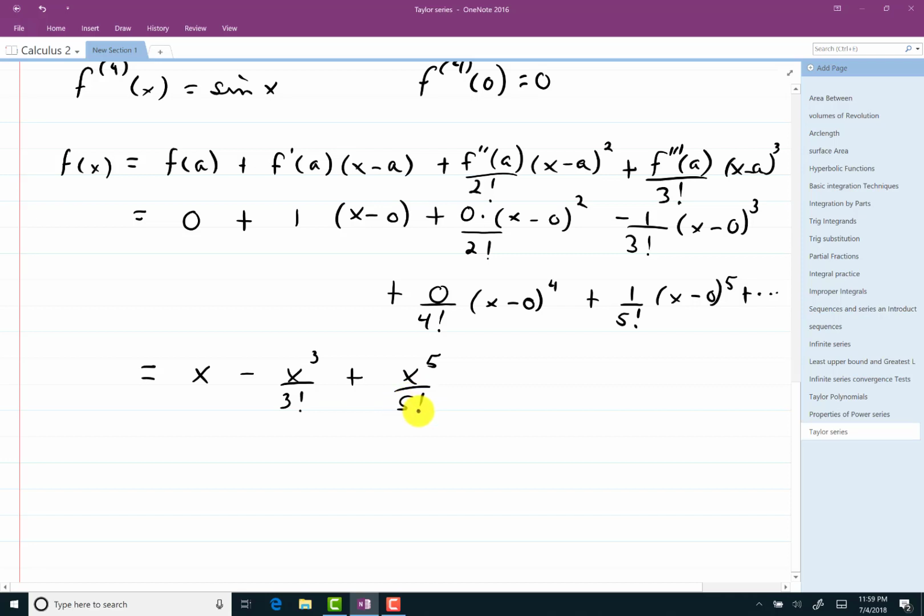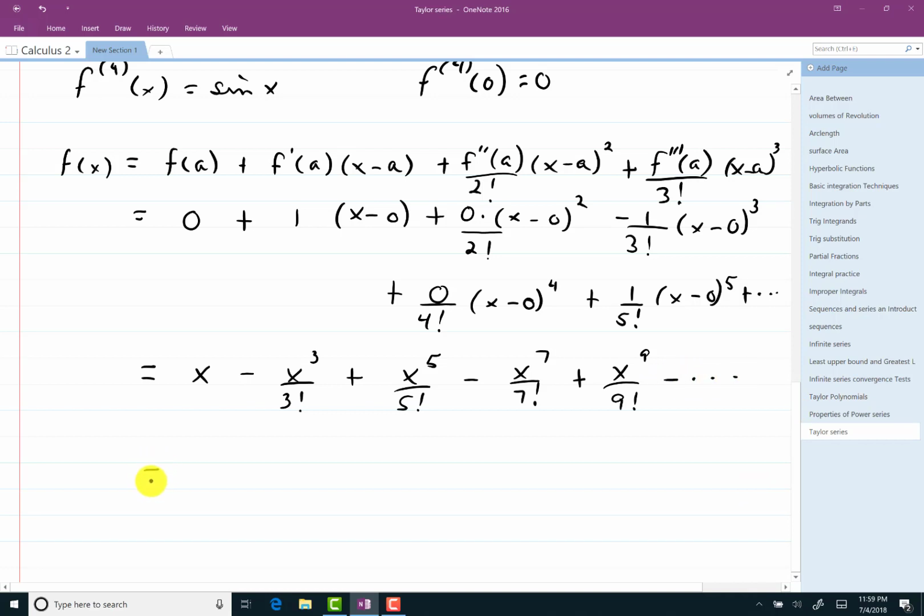And you can probably see what's going to be going on right now. Then I'll get minus x to the 7th over 7 factorial plus x to the 9th over 9 factorial. Just write out enough terms so that you feel comfortable with what the series will look like. And then this will go on and on.